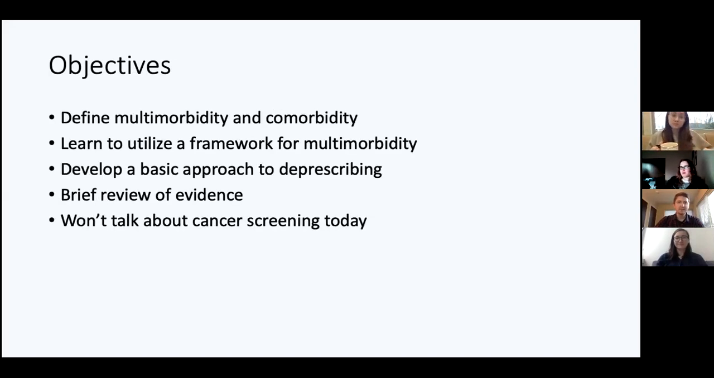Our objectives today: I'd like to define multimorbidity and comorbidity, learn to utilize a basic framework for multimorbidity, and develop a basic approach to deprescribing. This is not an advanced primer on deprescribing by any means, but just to get us thinking about it a little bit more. We'll do a brief dive into some evidence, and we're not going to talk about cancer screening today just because that is a big topic in and of itself.